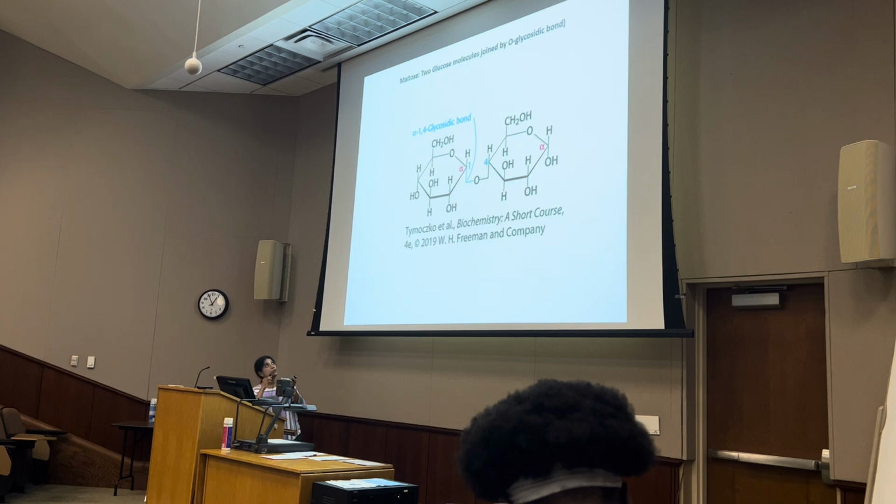Okay, so there's sugar 1, sugar 2, and they're linked alpha 1, and alpha 4, carbon 1 and carbon 4. So it's an alpha 1,4 glycosidic bond. Alright, and it's O-linked. Just like I told you, there are N-linked, there's also O-linked.